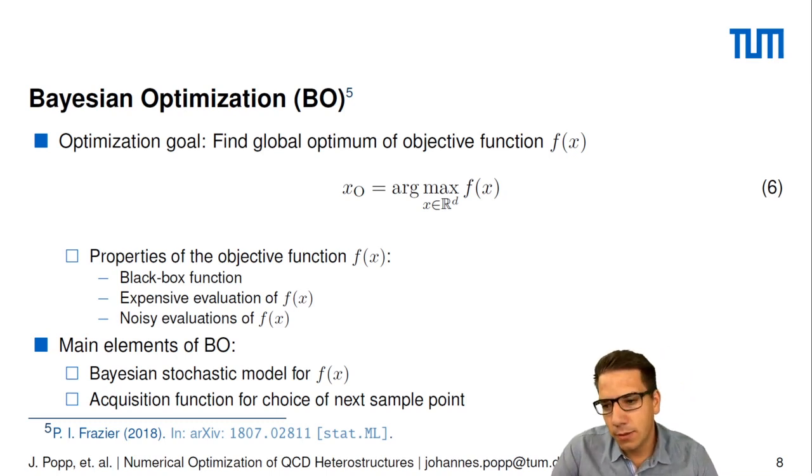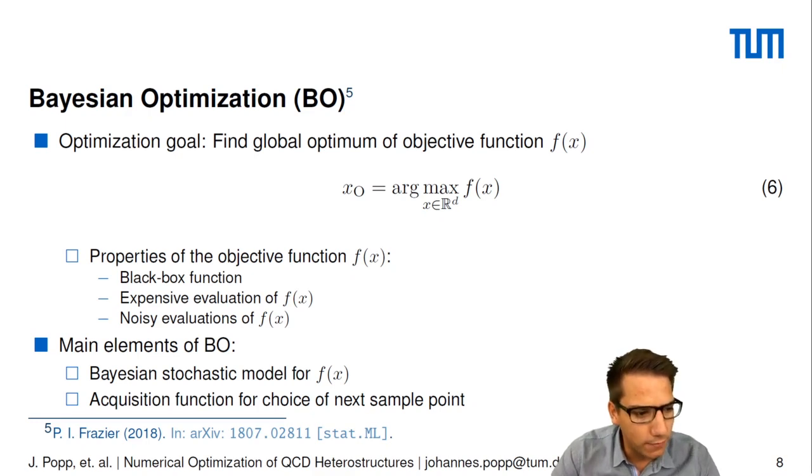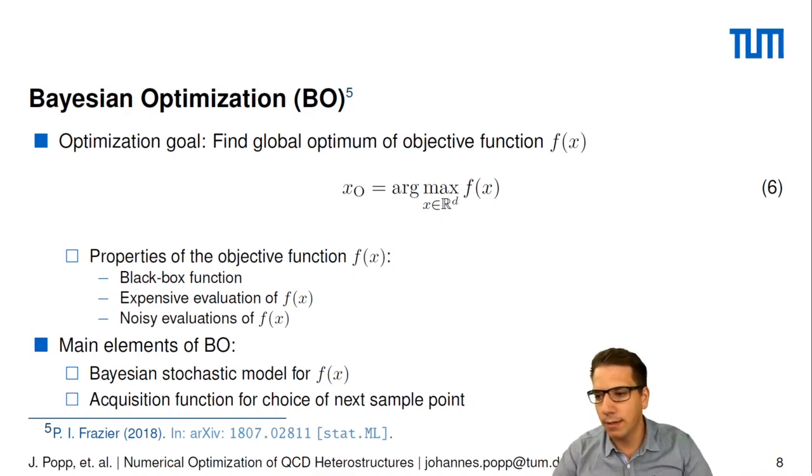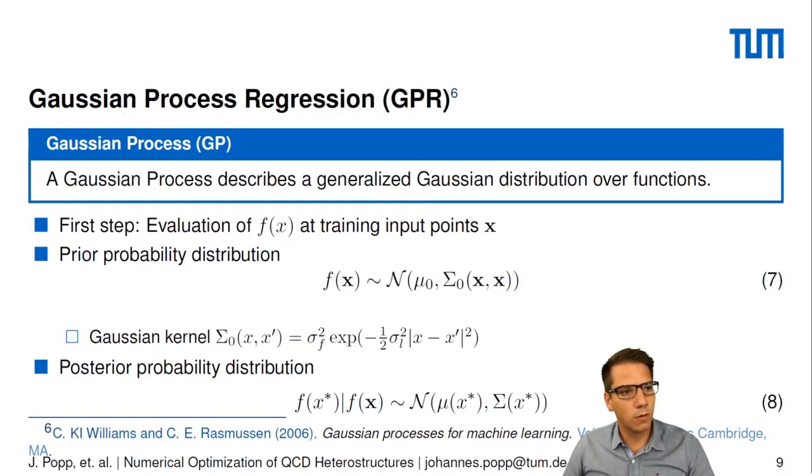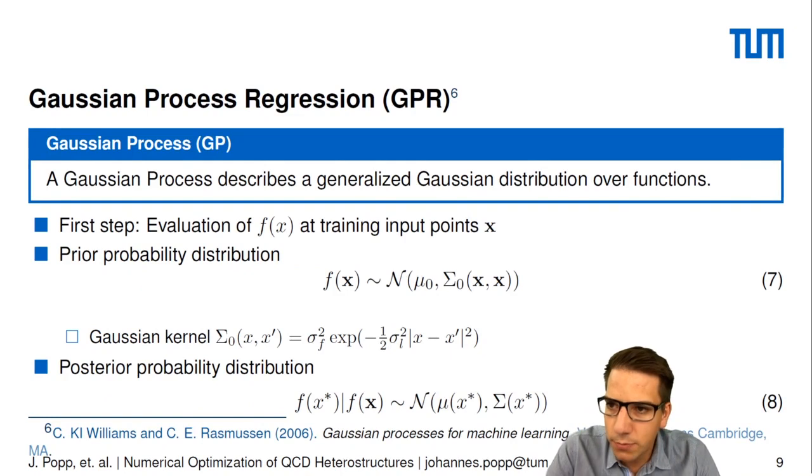So the two main points of Bayesian optimization are: we have to define a Bayesian stochastic model for our objective function, so our surrogate model, and we have to select an acquisition function, which gives us a good routine, or a good way, to choose the next sampling point. So let's focus on Gaussian process regression.